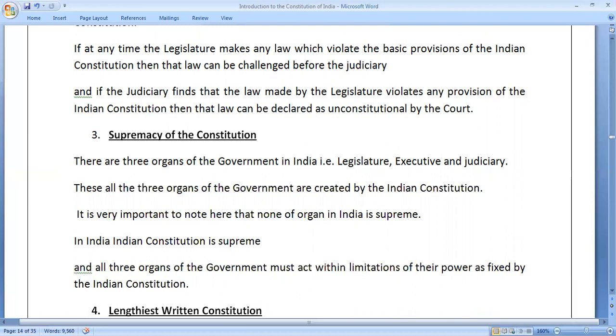All these three organs of the government are created by the Indian Constitution, and none of the organs in India is supreme in comparison to the Indian Constitution. In India, the Indian Constitution is supreme and not any organ of the government. All the three organs, that means legislature, executive, and judiciary, must act within the limitations of their power as fixed by the Indian Constitution.